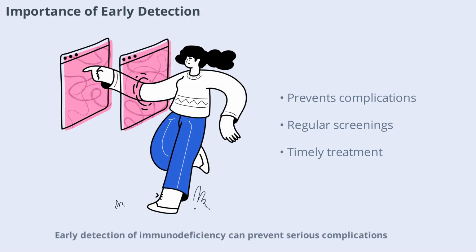Early detection of immunodeficiency can prevent serious complications. Regular health screenings, awareness of symptoms, and prompt medical attention make a big difference. Families and healthcare providers should work together to ensure timely diagnosis and treatment.